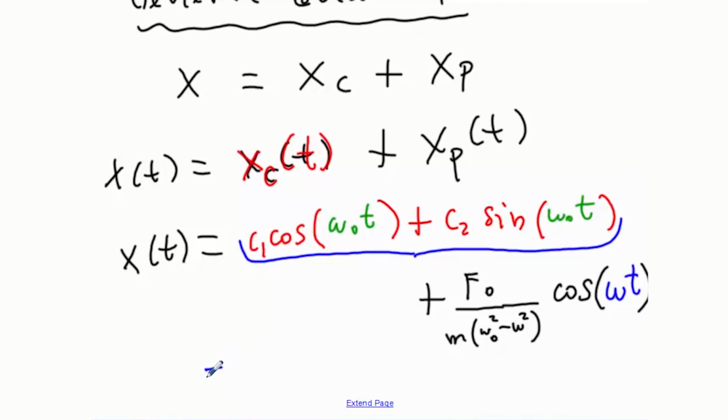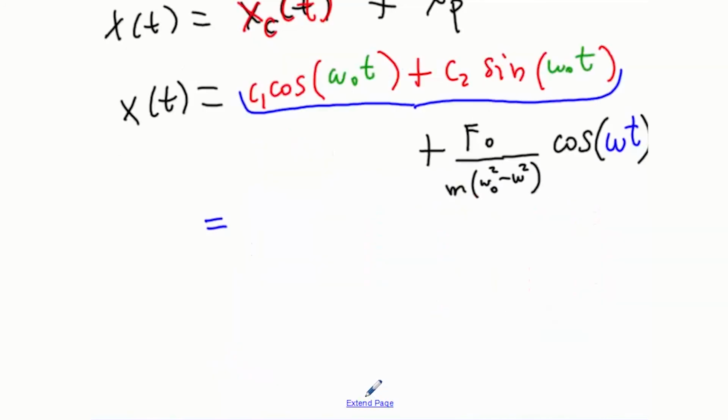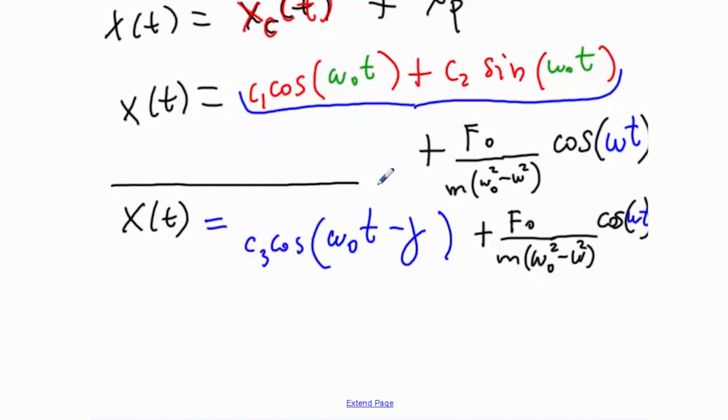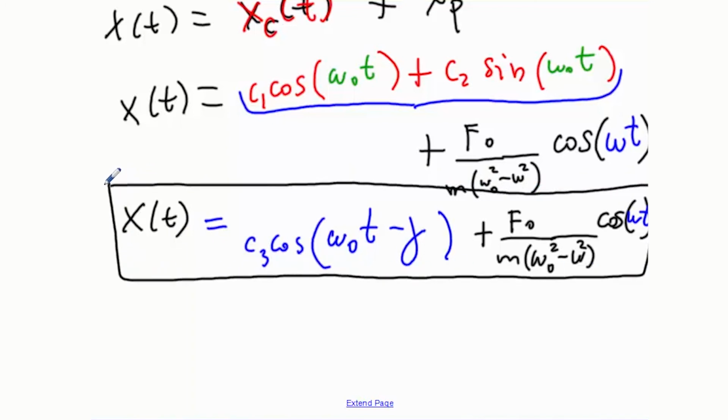I could rewrite these two functions as c3 cosine of something, and this is still adding F0 over m times quantity, and this multiplies cosine, right? So the argument of this cosine would be omega 0 t minus gamma, and this argument continues to be omega t over here. And this denominator is still omega 0 squared minus omega squared. So this is now the general solution.